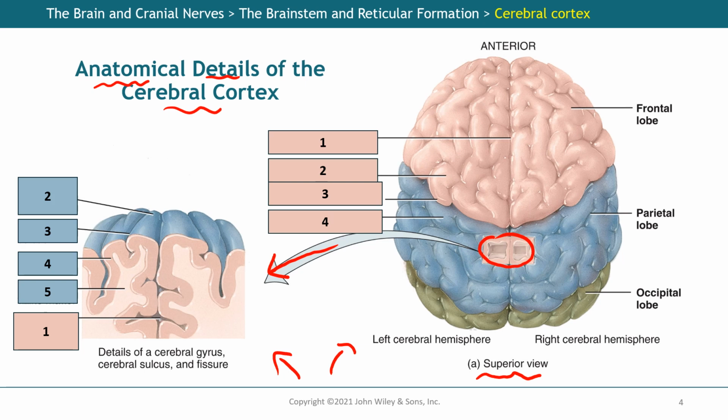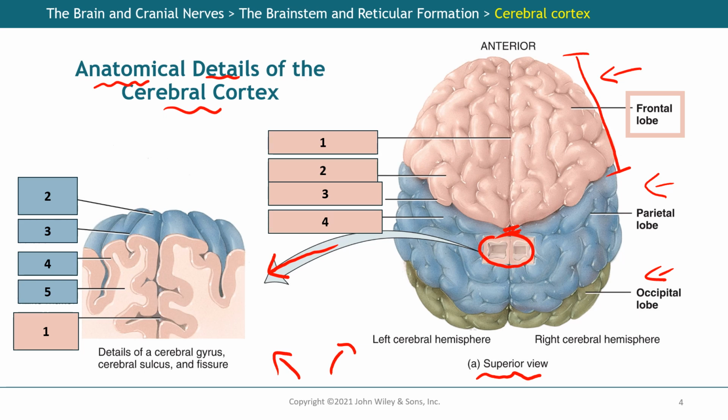Here in the superior view, you can see that there is something happening in the anterior part. Here there is another anatomical difference in the middle and another one in the most posterior. The one in the most anterior is called the frontal lobe, and it goes from the most anterior part to almost the center, where you have this sulcus here.